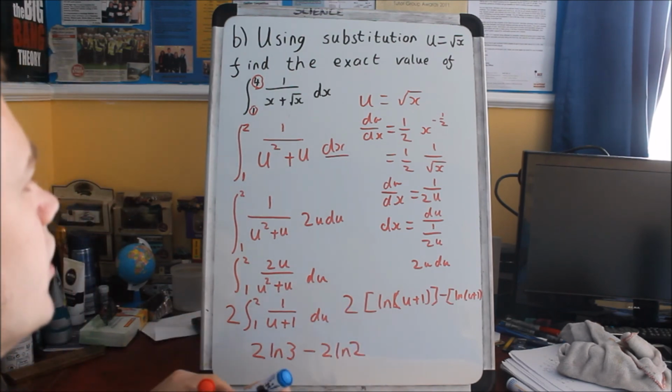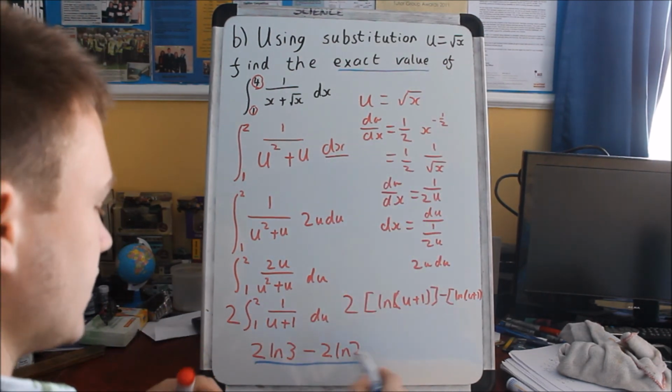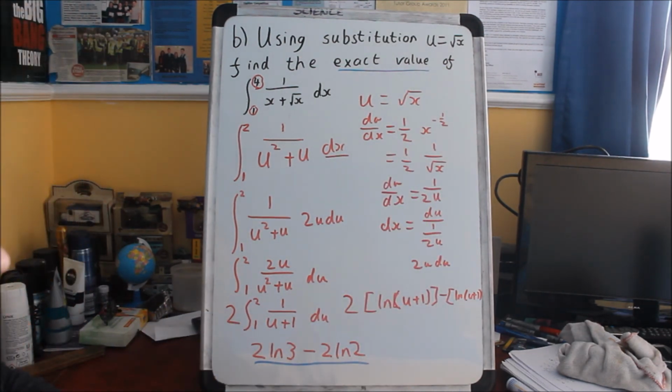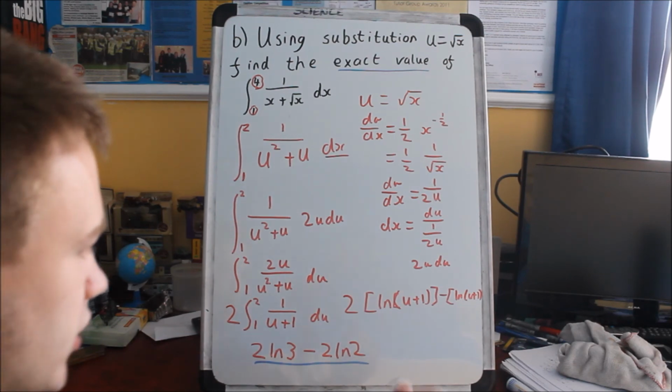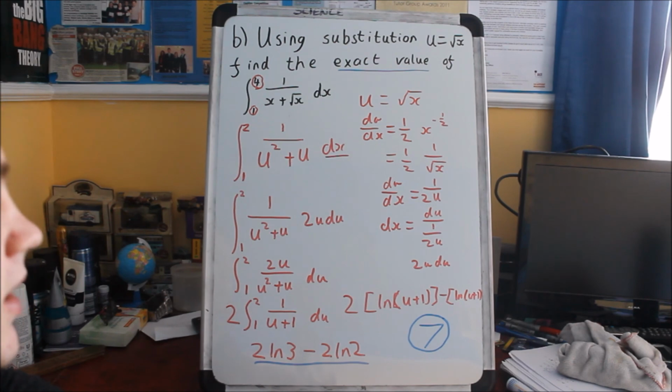And it says in the question it wants an exact value, and this is exact. If you put it in decimal, it is no longer exact. 2 ln 3 minus 2 ln 2 is an exact value. So altogether this question was worth 7 marks, making question 10 altogether worth 15 marks, which is a whopper.